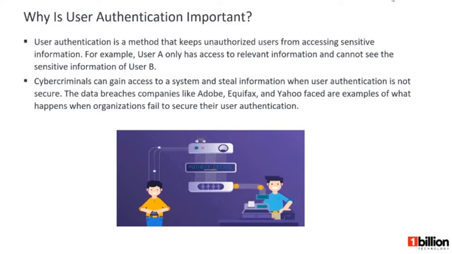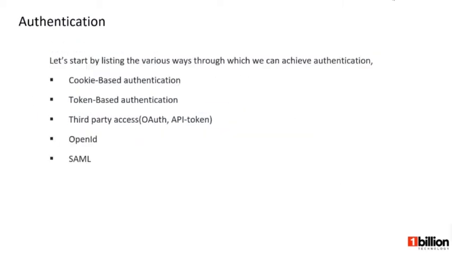Cyber criminals can gain access to a system and steal information when user authentication is not secure. The data breaches companies like Adobe and Yahoo faced are examples of what happens when organizations fail to secure their user authentication. So in this slide, I have listed some authentication methods. So let's dive through them.